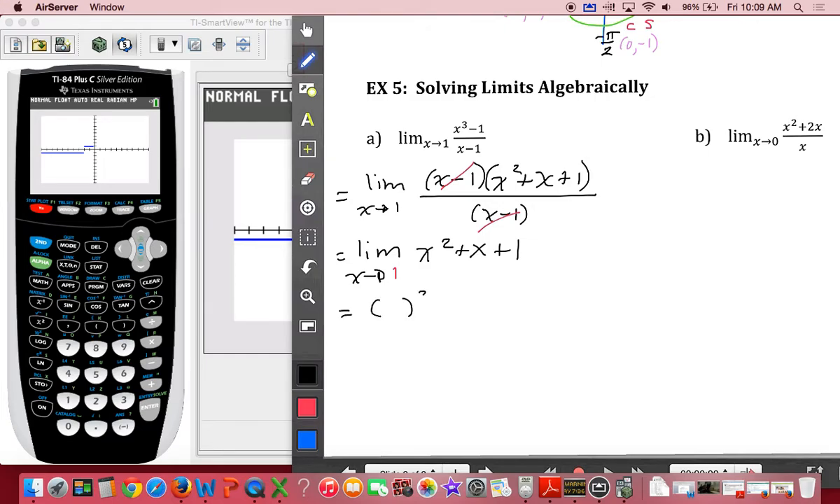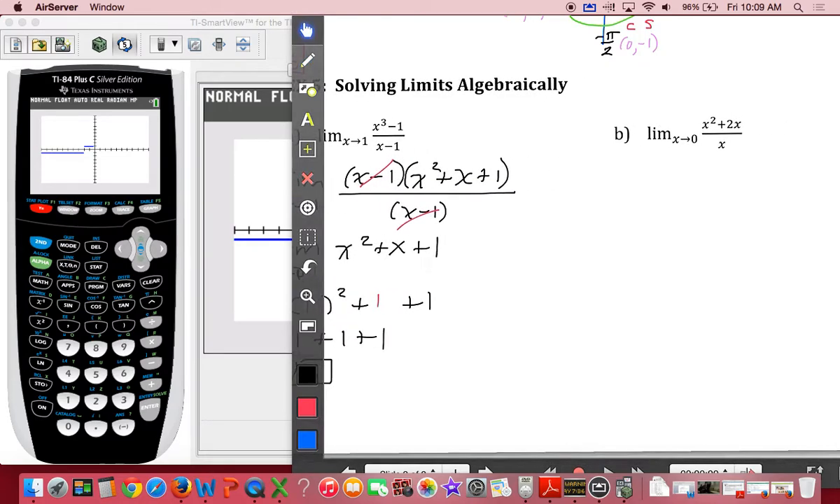So I get to put a 1 in. So I get 1 plus 1 plus 1, which is 3. And if you looked at the graph, you would discover that it's a graph of a parabola because the x minus 1's cancel and you're left with a quadratic. And there's a hole in the graph at 1, but where that hole is, it would have been a y value of 3.